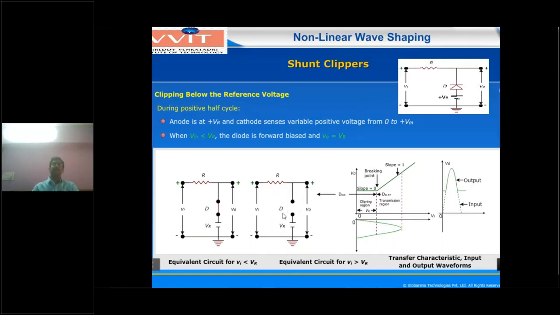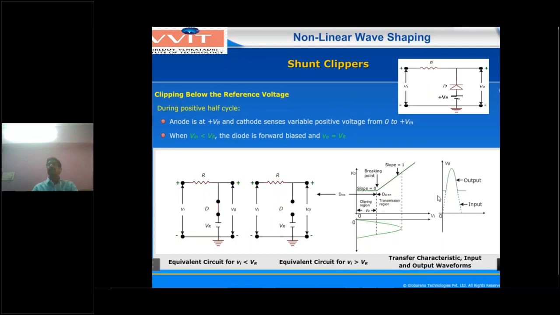What will happen? This VR is inactive now. Whatever input is there, the same input is transferred through the resistor to the output. That's why the output waveform above the VR reference voltage is the same as the input waveform. V0 equals Vi, so at this time the slope equals 1. This is the transfer characteristic curve and this is the output waveform.